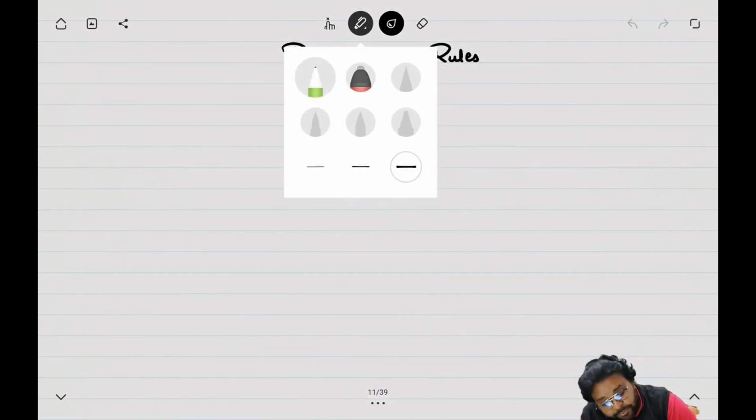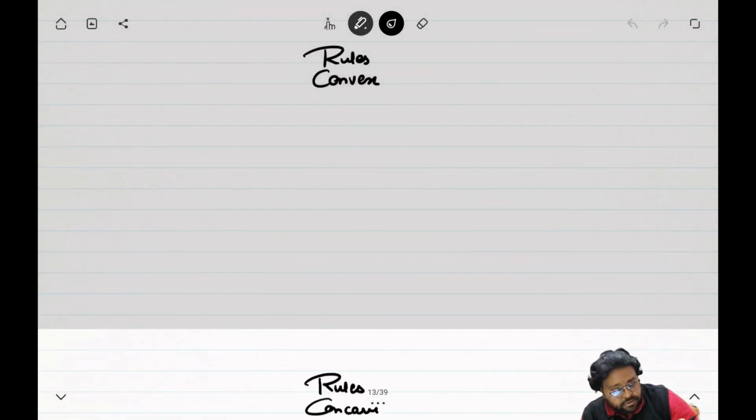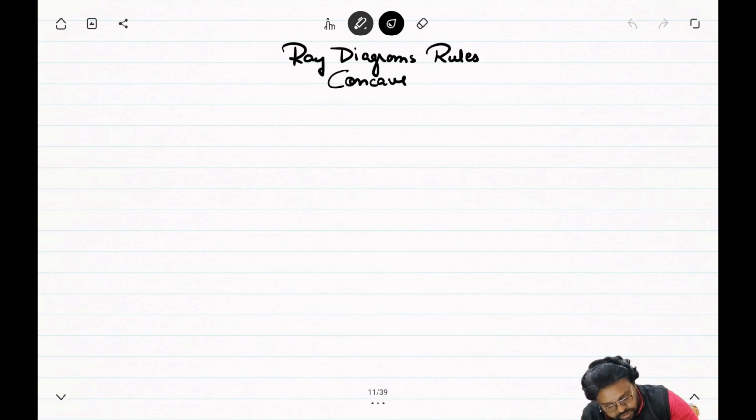Now there are some rules to make the ray diagrams of convex and concave mirrors. Basically, to draw light rays, we have 4 rules in mirrors. The first one, if light is parallel to the principal axis. Now I am talking about a concave mirror right now. We'll be discussing the convex mirror in the second topic, after this topic.